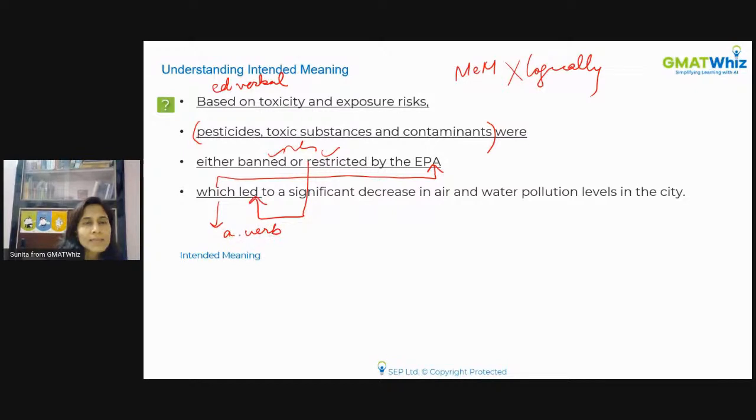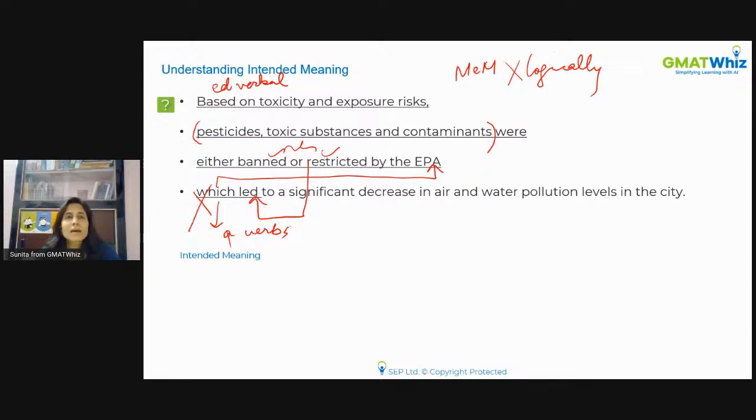Or here in this case, it is referring to verbs, which is incorrect. Okay, I hope you guys can see this, that which is referring to the verbs banned and restricted. Banned and restricted led to the banning and the restricting, led to a significant decrease in air and water pollution. All right, so that's the error. So there are two errors.